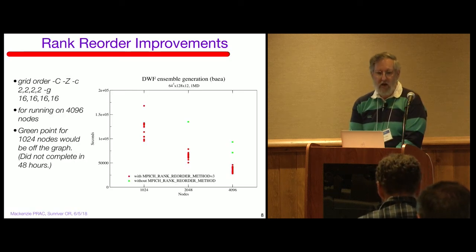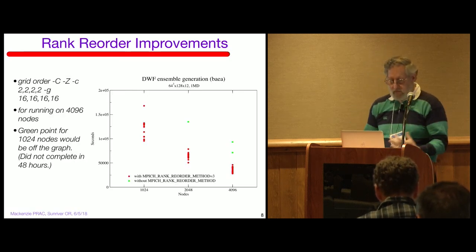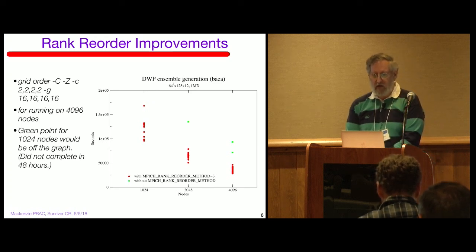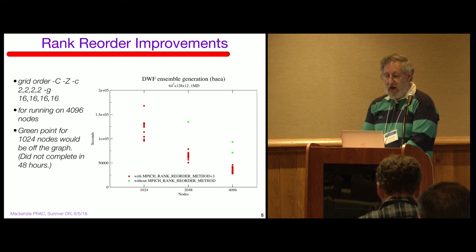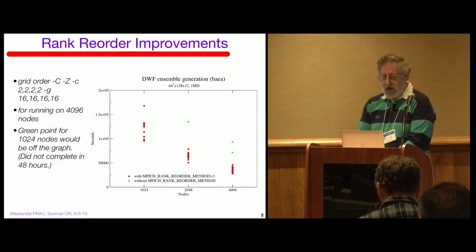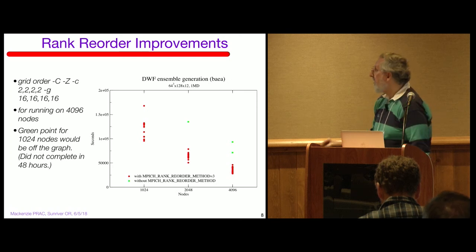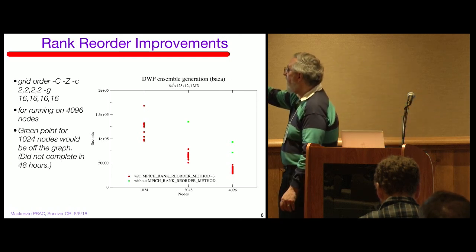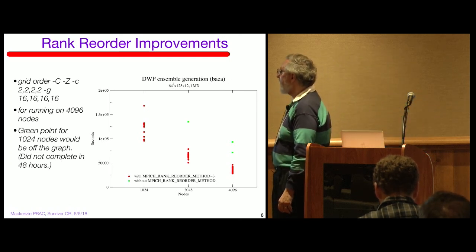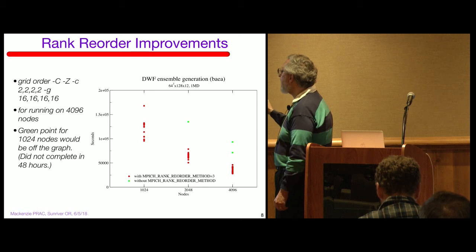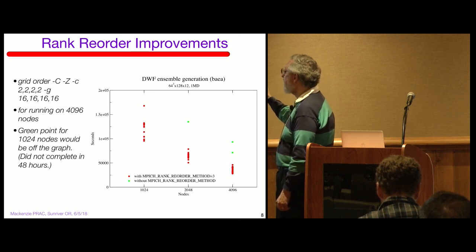Okay, here's a bit of machine information. One of the things that was done with the domain wall calculation and explored this year was using the M-pitch rank reorder method. This is a command for reordering the tasks on Blue Waters. And this is a bunch of different runs on the particular size I mentioned before.